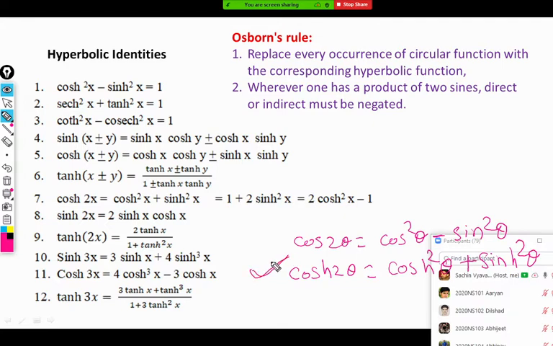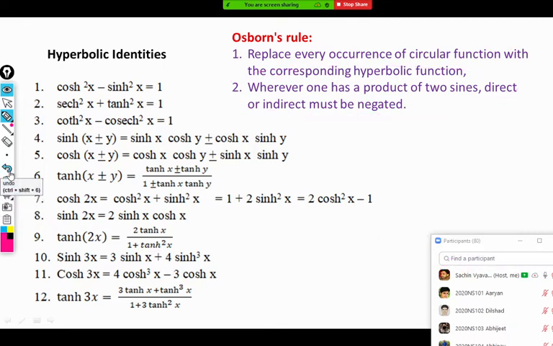One more. I will take one more because this is a little different. Whenever there will be a sine square, then the sign is negated. The sign is changed. Okay, so this is the second point. Now I will come to the indirect rule.